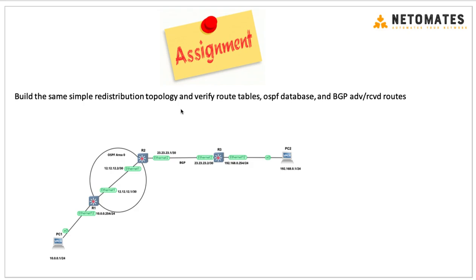The assignment for this lab is to build the same topology and do the same configuration for the redistribution, and verify the route tables on all the routers. Verify the OSPF database on these two routers, and verify what routes you are advertising using show ip bgp neighbor advertised-routes and received-routes on both, before redistribution and after redistribution. Do the same for the OSPF database before and after. Then you will be able to see the difference, what's happening, and how the redistribution is working. That's all for today's class.